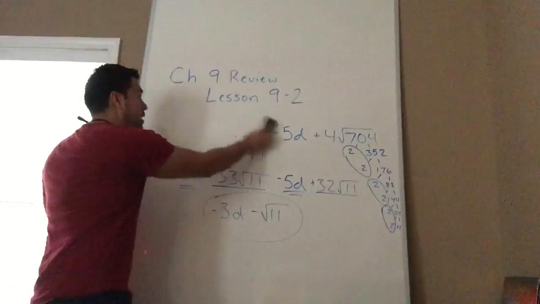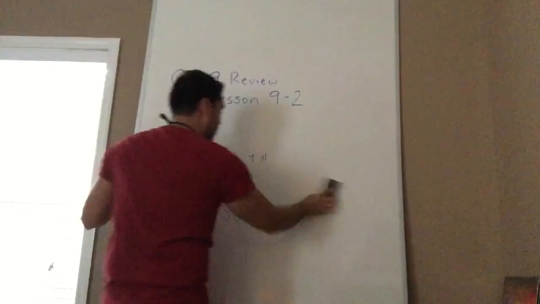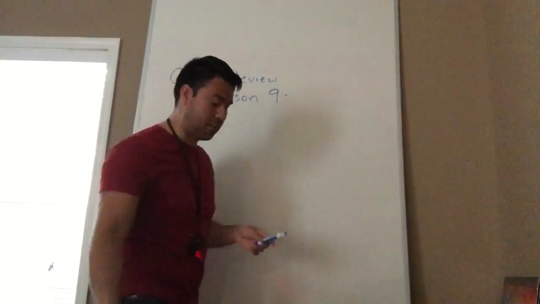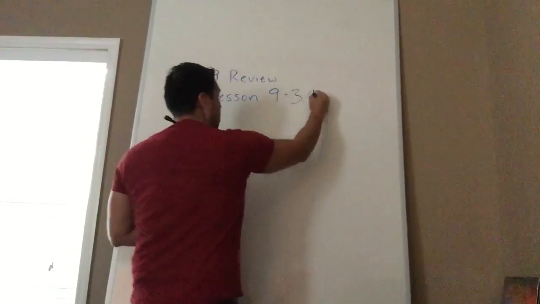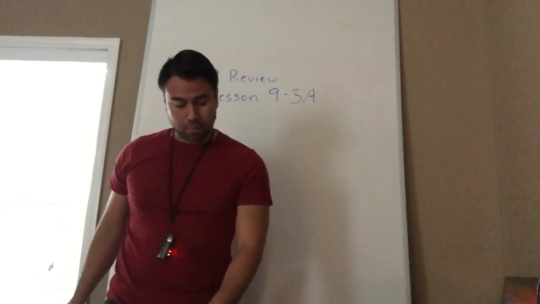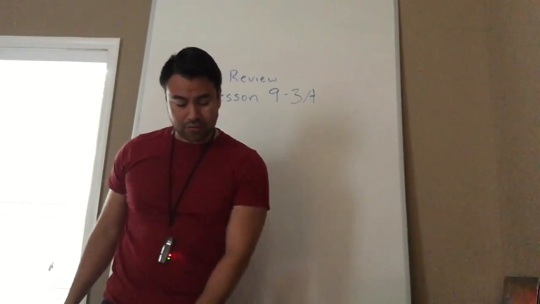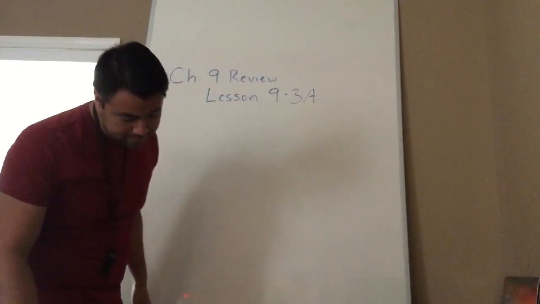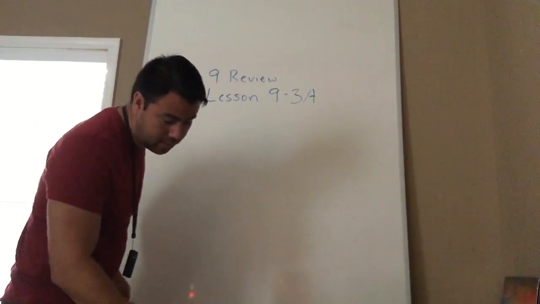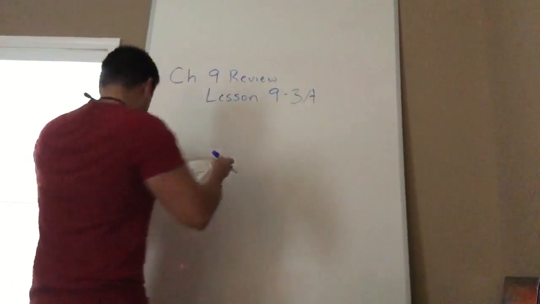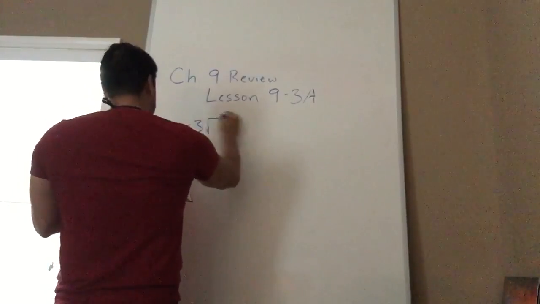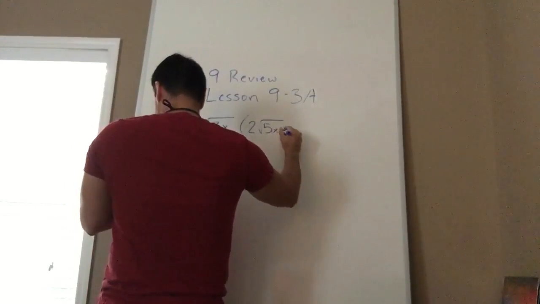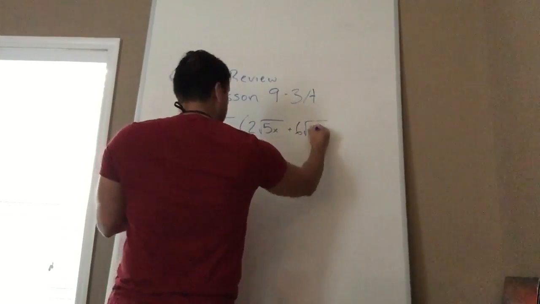Okay, and then lesson 9-3a, because we reviewed 9-3b yesterday. So 9-3a, the first part, you're dealing with multiplying expressions. So you have a few different types that you're going to multiply. You're going to multiply expressions like negative 3 times the square root of 3x times 2 times the square root of 5x plus 6 times the square root of 6x.